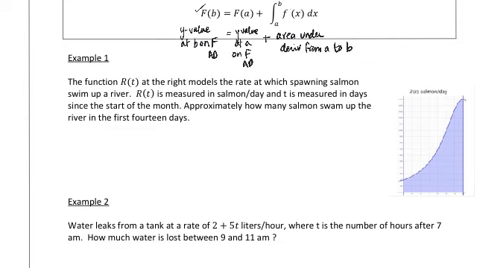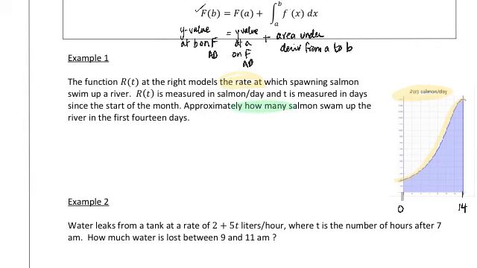So example 1 says the function r at the right models the rate at which spawning salmon swim up a river. R of t is measured in salmon per day, and t is measured in days since the start of the month. Approximately how many salmon swam up the river in the first 14 days? So we're noticing right away that we have a rate, and that's the graph. This graph represents a rate, R of t. We have a time involved, right? So we're going from t equal to 0 to t equal to 14. And the question is asking how many.